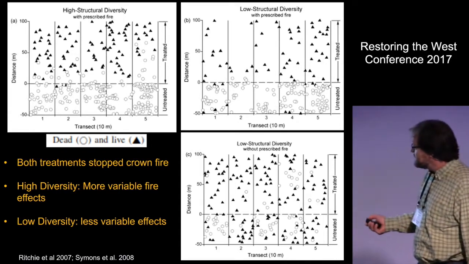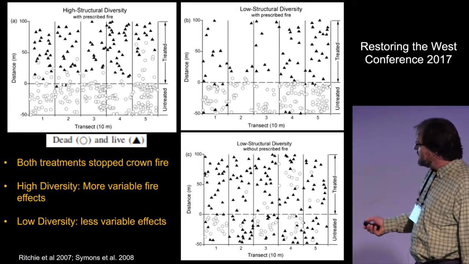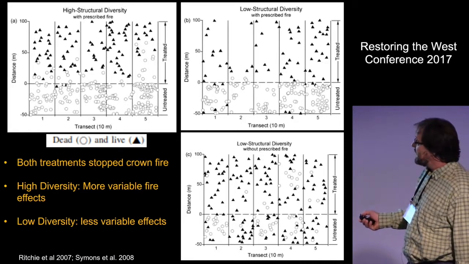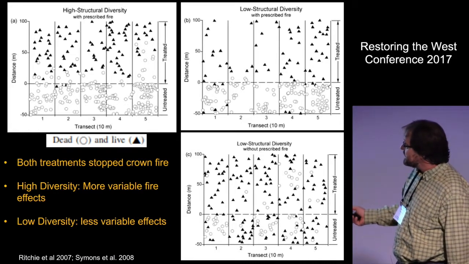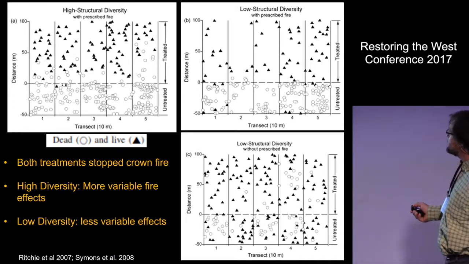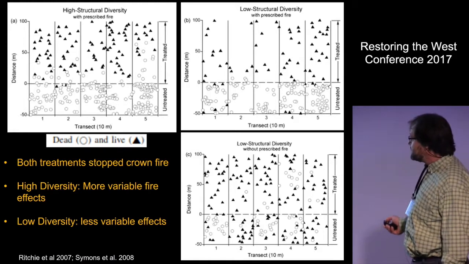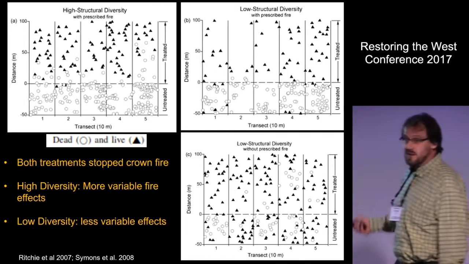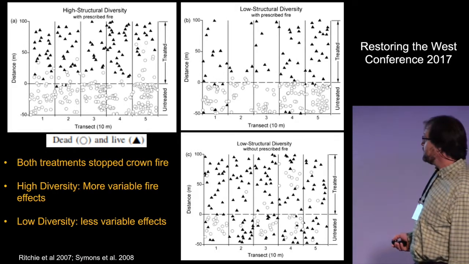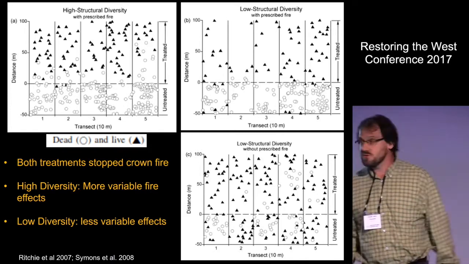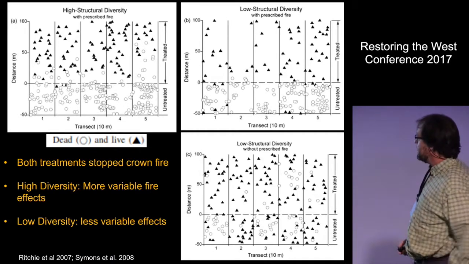So here's the untreated right here, here's the treated, this is the high diversity. You can see that the white is died, the black survived. Most trees, particularly after you got into the treatment, survived. Same over here in this low structural diversity, most survived. Interestingly, the low structural diversity without prescribed fire, this was a wildfire that moved through here, the Cone Fire. When they didn't do the prescribed fire, those surface fuel treatments, you had a lot more mortality.